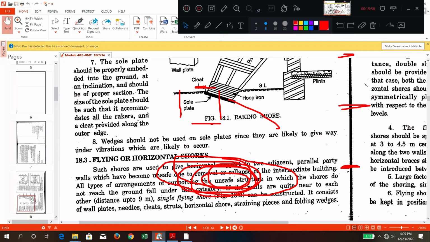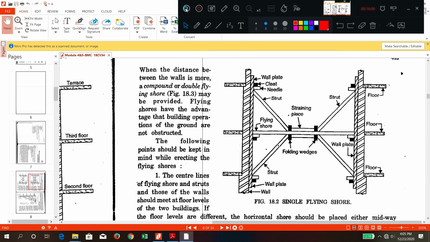Now come back to this one. In this textbook diagram, that is a single flying shore. In this, more clarity is there. This is a wall plate, and there is a wall plate on both sides. Wedge, needle, strut, horizontal piece, straining piece, strut. Everything is clearly mentioned so that it does not allow the wall to fall. It is pushing away.